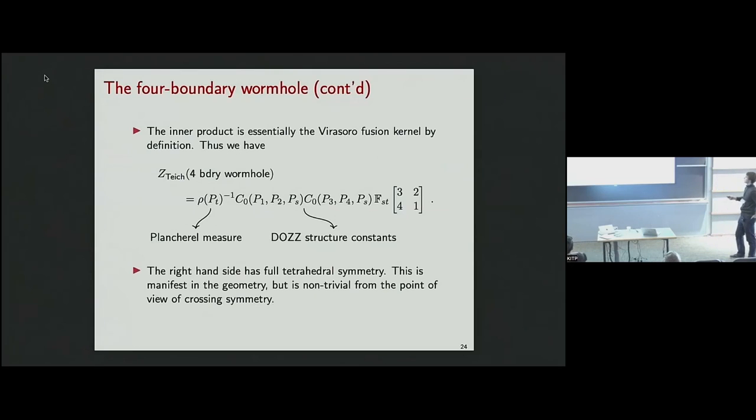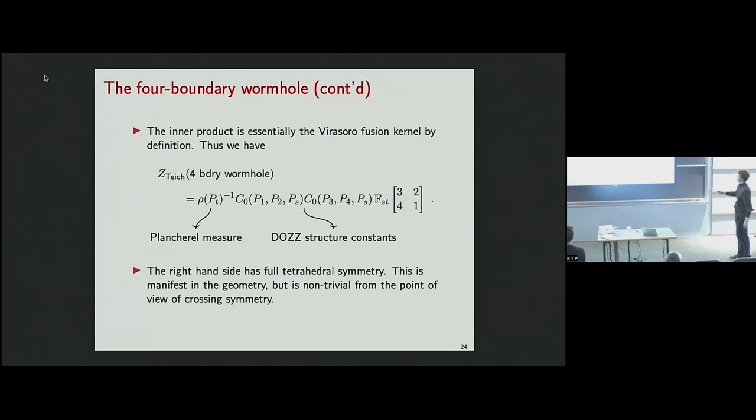Okay, so that means that the inner product is basically just a Virasoro fusion kernel, because you need to transform the, say, S-channel conformal block to the T-channel conformal block. And once you have two T-channel conformal blocks, it's very easy to take the inner product. And so you very quickly end up with this statement that the partition function on this four-boundary wormhole is just a bunch of these structure constants, which again come from the inner product, because the inner product is not quite trivial, but it's almost trivial. It's also orthogonal, but not orthonormal. There's some non-trivial measure. So that gives you that, and then you get the Virasoro fusion kernel here.